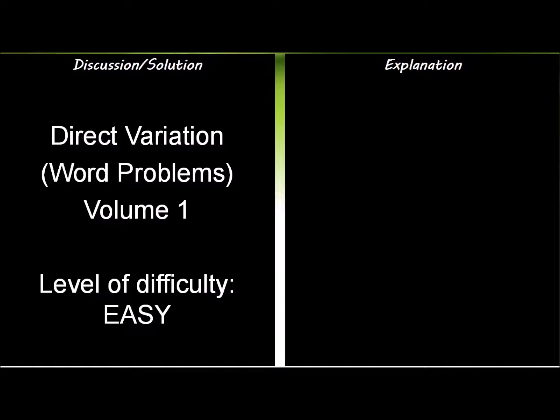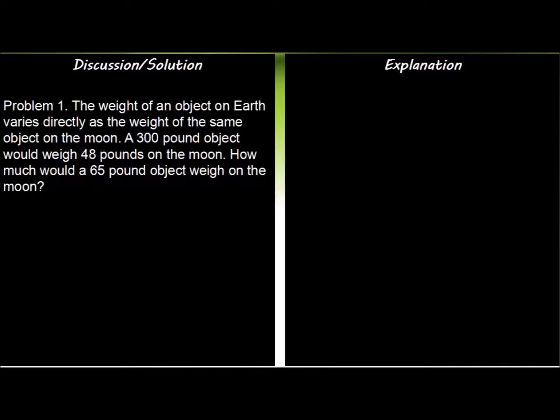Hey guys, today I'm going to discuss some word problems about direct variation with easy as its level of difficulty. So problem number 1. The weight of an object on Earth varies directly as the weight of the same object on the Moon. A 300-pound object would weigh 48 pounds on the Moon. How much would a 65-pound object weigh on the Moon?